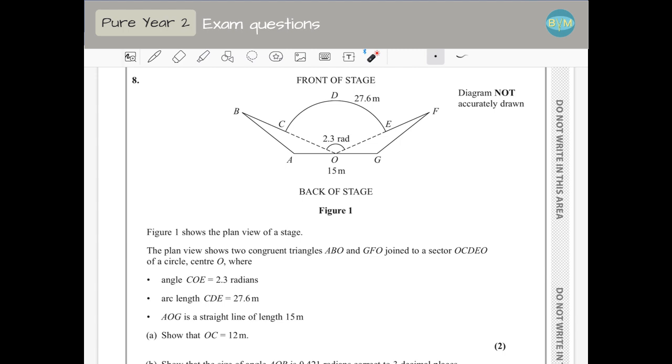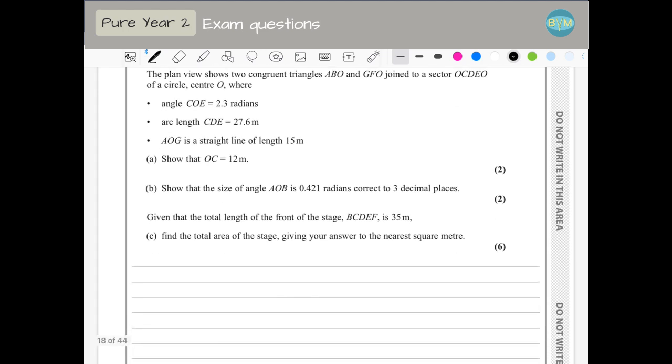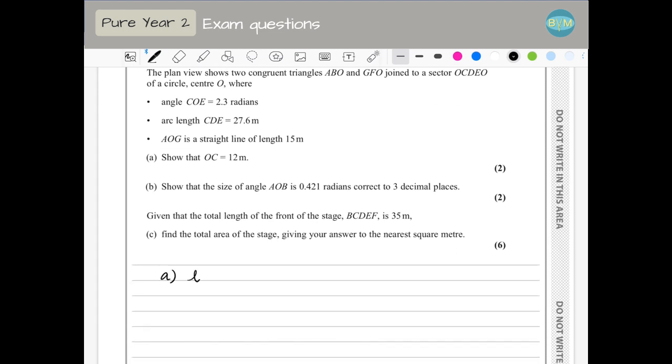We know the length of this arc, and we know this angle, and we know that the arc length is given by this formula. So the length is going to be theta times r when the angle is in radians. So the 27.6 length is going to be the angle, which is 2.3 radians times r. And from here, r is going to be 27.6 divided by 2.3, which is 12. Yeah, that's the first one.